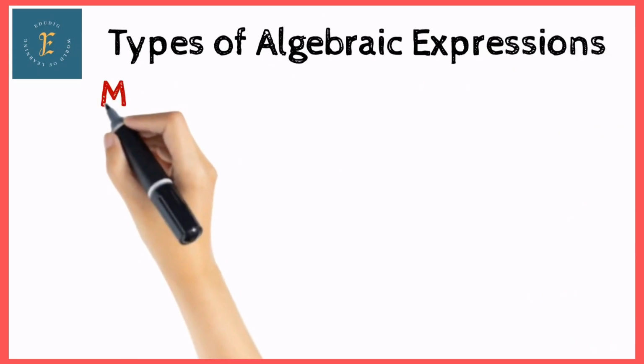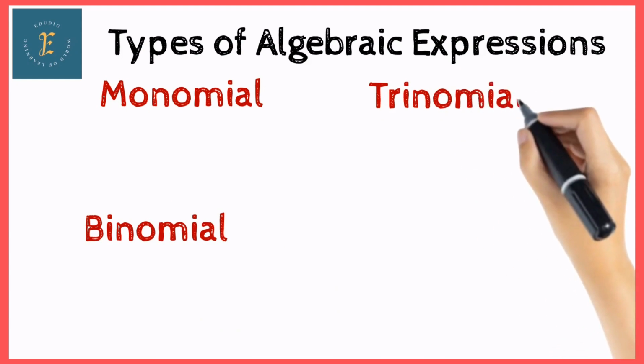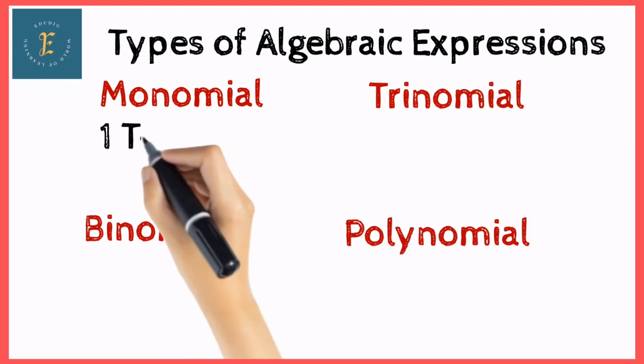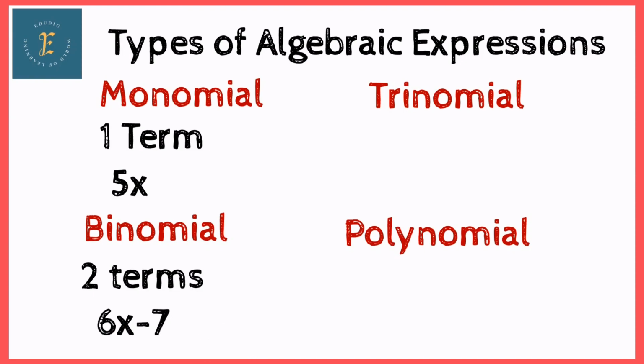Now we will see the types of algebraic expressions. The first one is monomial, second is binomial, third is trinomial, and fourth is polynomial. A monomial has one term and no arithmetic operation. One term means like 5x, it is only one term. If you check 5x plus 6, it will have two terms, so it will not be a monomial. A binomial will have two terms. Bi means 2, so a binomial will have two terms like 6x minus 7. A trinomial will have three terms.